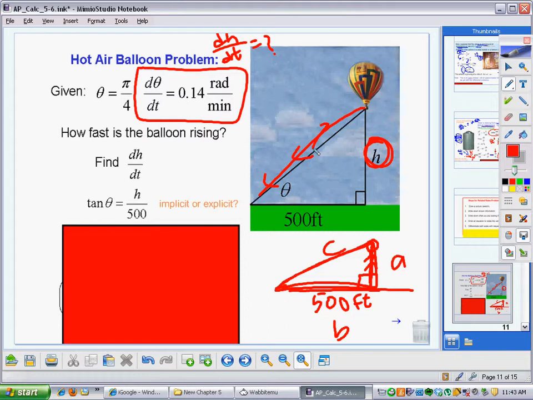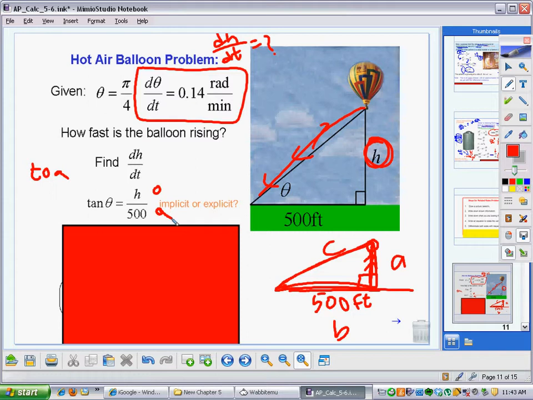So I chose to use tangent. Normally tangent is TOA, T-O-A, and tangent is opposite, H, over adjacent, right? TOA, adjacent. Bria, I decided to put that 500 in there and not put the letter A. Why?